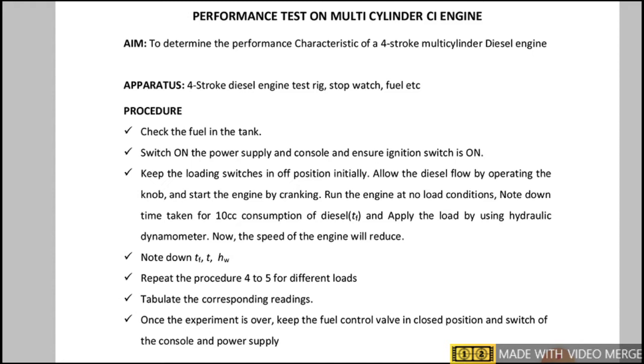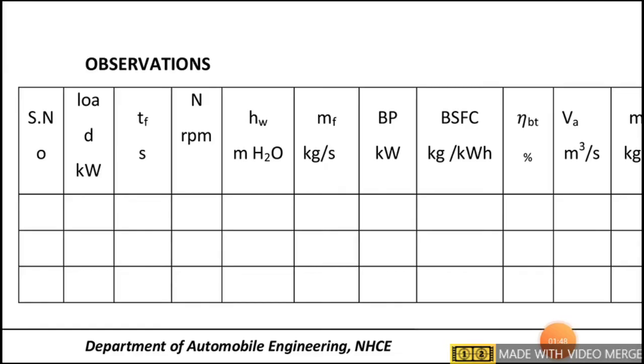Repeat the procedure 4 to 5 times for different loads. Tabulate the corresponding readings. Once the experiment is over, keep the fuel control valve in closed position and switch off the console and power supply. So various observations will be taken accordingly.